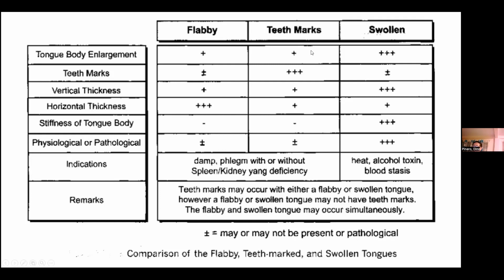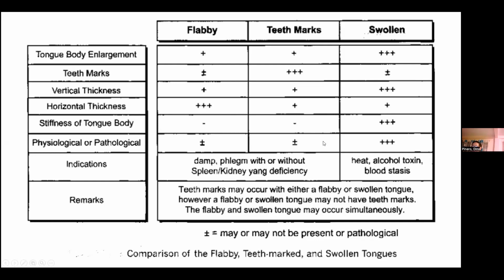Sa teeth marks naman, ang tongue body enlargement is present. Ang teeth marks niya is +3. And vertical thickness is present. Horizontal thickness present, while there's no stiffness of the tongue body. Sa physiological or pathological, may or may not be present.